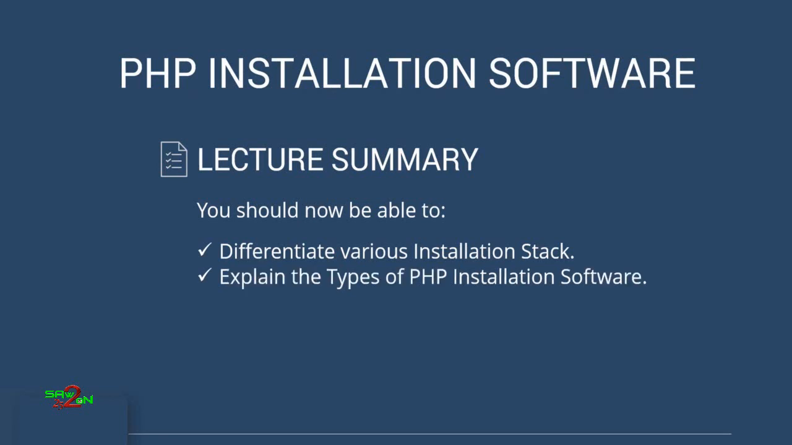The next is the types of PHP installation software. We have seen all these things. We have seen four different softwares, and AMPS is the software we are going to install in the next section. So that's a summary for this lecture, and I'll see you in the next one.